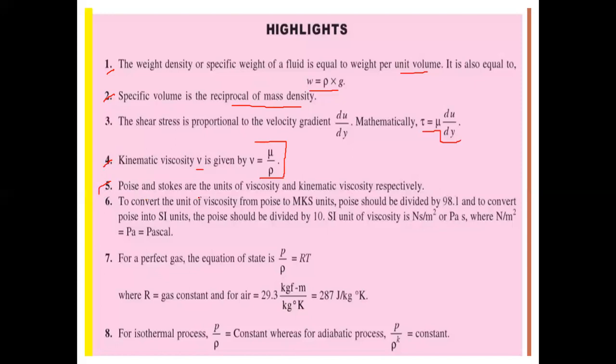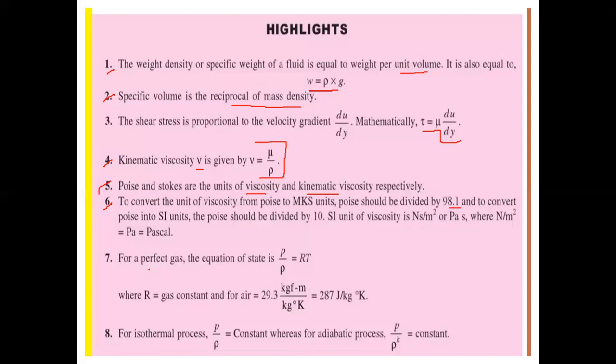The poise and stokes are the units of viscosity and kinematic viscosity respectively. So for viscosity and kinematic viscosity, what are the units here? The units are poise and stokes. Next, sixth one. To convert the unit of viscosity from poise to MKS units, the poise should be divided by 98.1, and to convert poise into SI units.